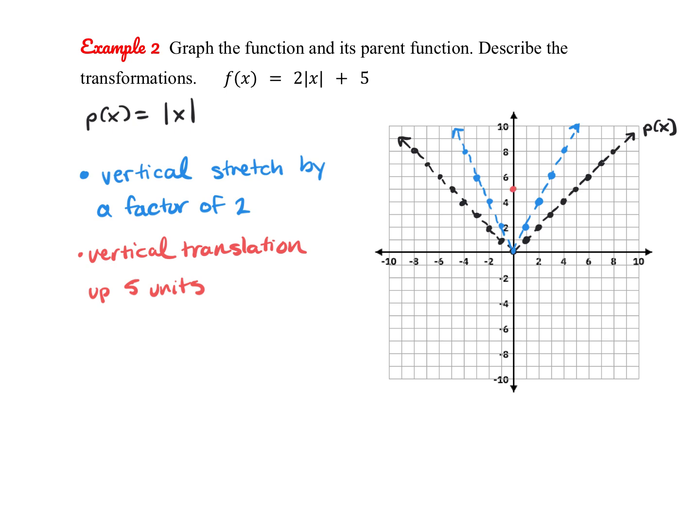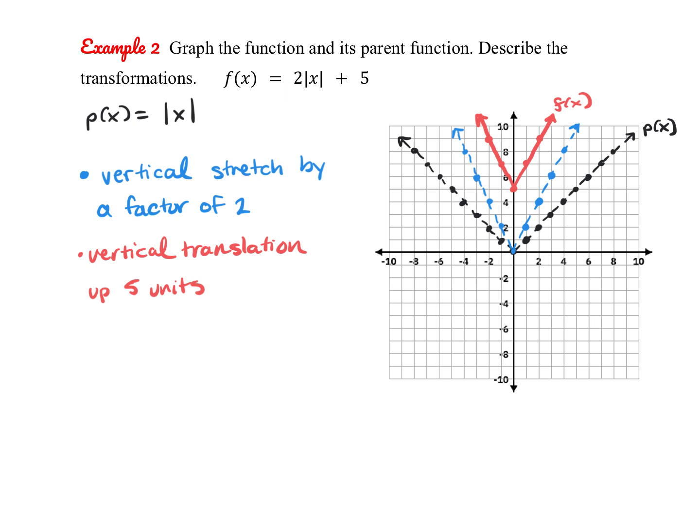So I'm going to take the one that was at the origin and move it up 5. I'm going to take this and shift it up 5 units. And I'm going to do that with each of my points for as much as I can fit on my axis. So it looks like this. And this is going to be the final result. This is f of x.